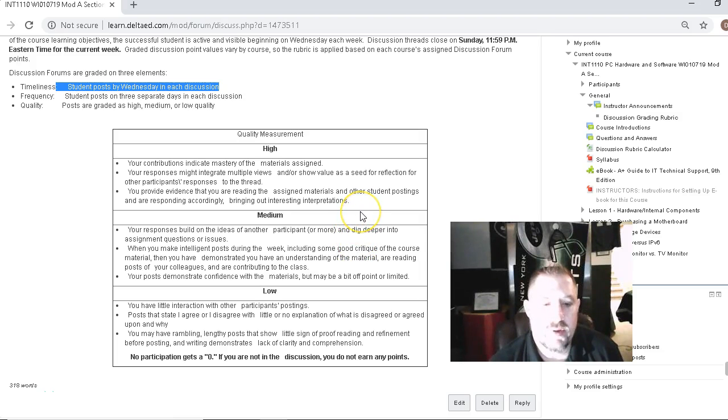Congratulations to those of you who have posted your main post by today. Your main post is due today. You can see if you join me here on the screen, timeliness: students post by Wednesday in each discussion. So your main post is due today by 23:59, or 11:59 p.m. And then subsequent replies are due on separate days, right? So in order to achieve that maximum grade in timeliness, your main post is due today.